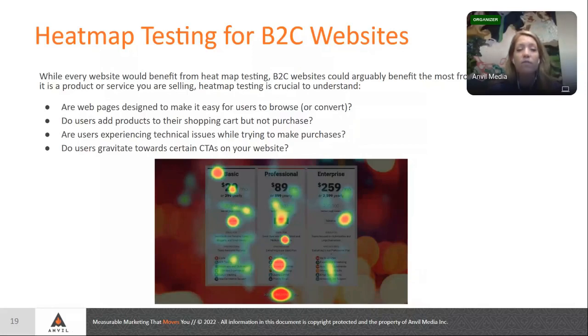You can understand if users are adding products to their shopping cart, but they're not purchasing. So maybe they found interest in certain products, but for some reason, they didn't actually follow through and complete the transaction. Maybe there is an issue with the shopping cart. Kind of tying that into this third bullet point, just overall technical issues on the website that could prevent users from making a purchase or booking an appointment or hiring you for a service. We've found that pretty much every time we've done heat map testing in some way, shape, or form, it's really helpful to pinpoint those technical issues that you wouldn't really normally find without heat map testing.